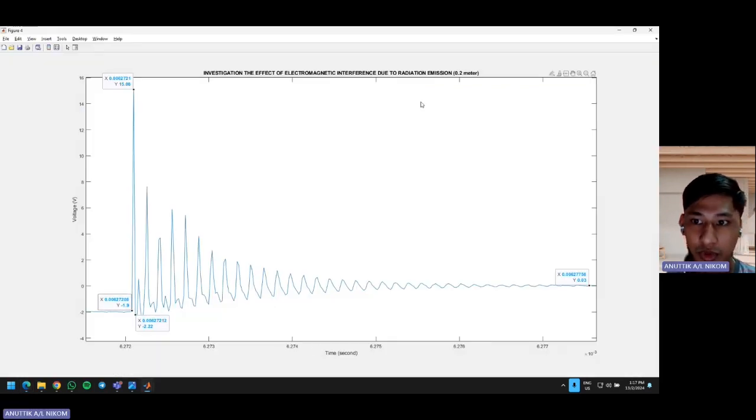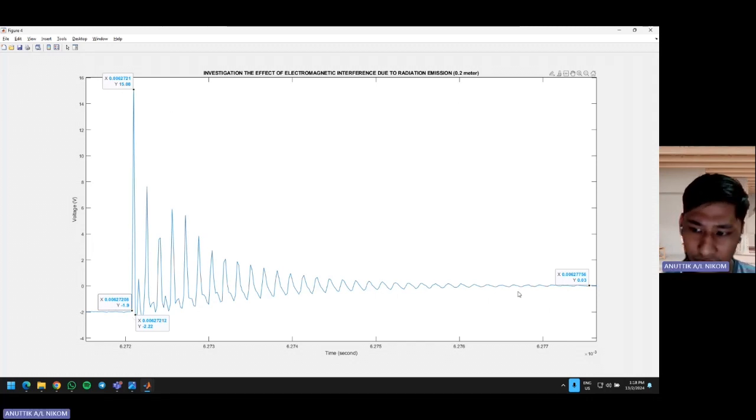For the last one, 0.2 meter, the x-axis is equal to time and the y-axis is equal to voltage. For the volt per division, we use 2 volt per division because the highest y value for the voltage spike is 15.0x volt.